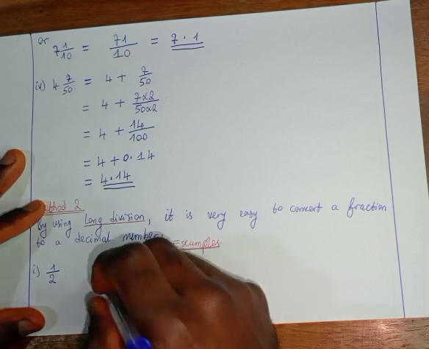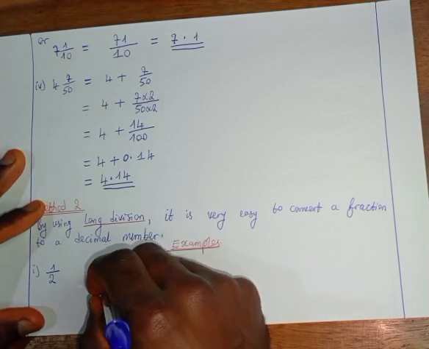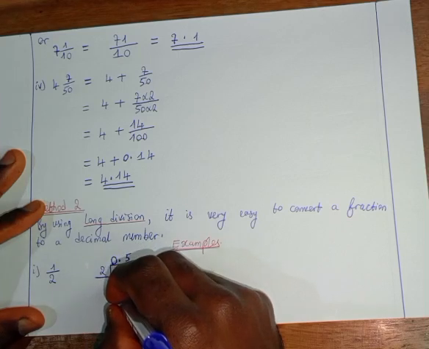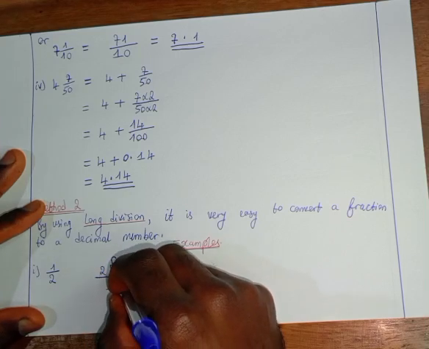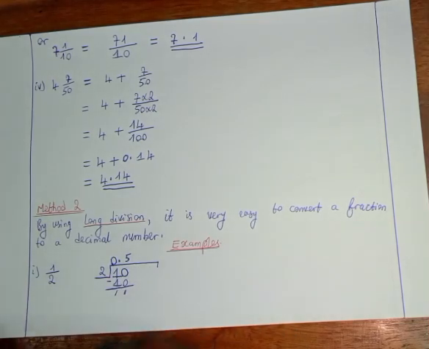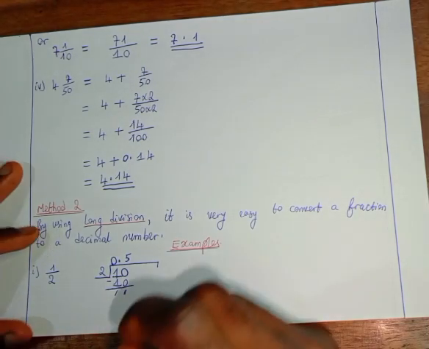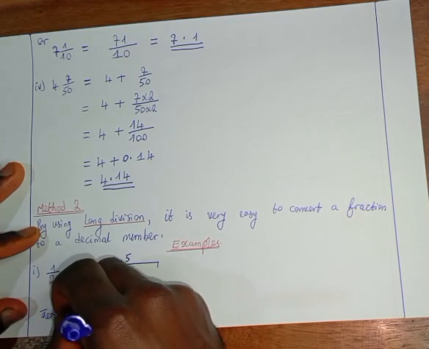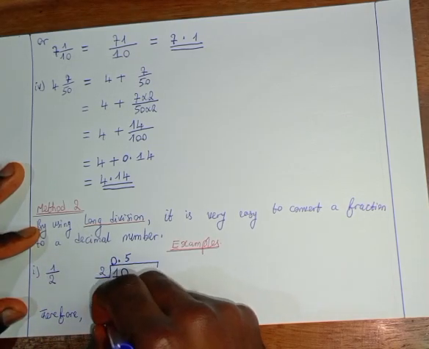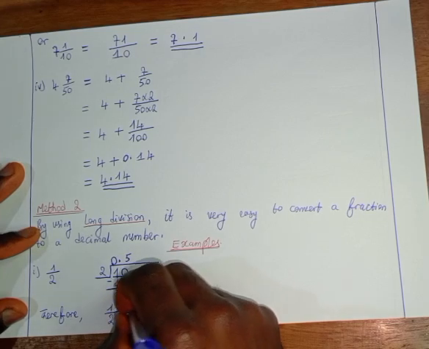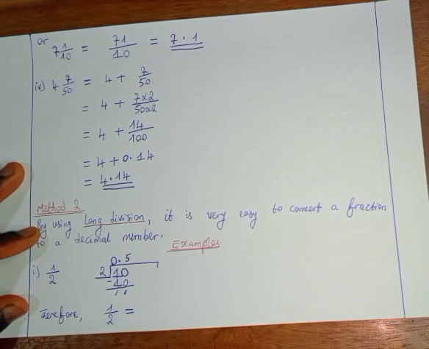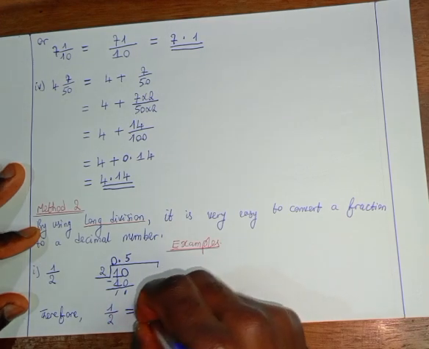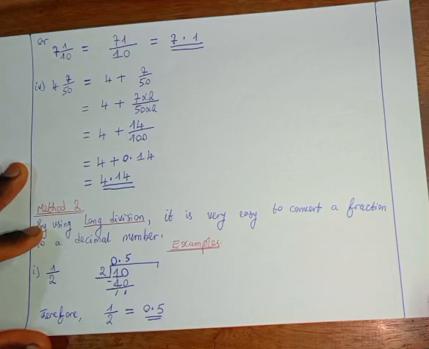Next, we take 5 times 2, which gives us 10. We subtract. 10 minus 10 gives us 0. Put dashes here, which means we are ending at this level. Then we conclude, therefore, the fraction 1/2 as a decimal number is simply equal to, we copy what we have up here, 0.5. That's the answer.